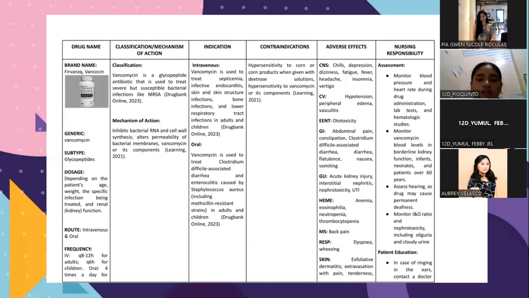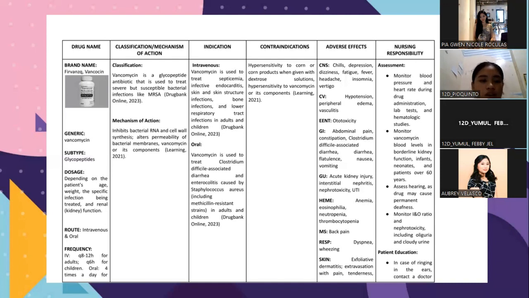So in alteration of the bacterial membrane permeability, vancomycin also alters bacterial membranes. It interferes with the movement of ions and molecules across the bacterial cell membrane, further disrupting bacterial physiology and function.